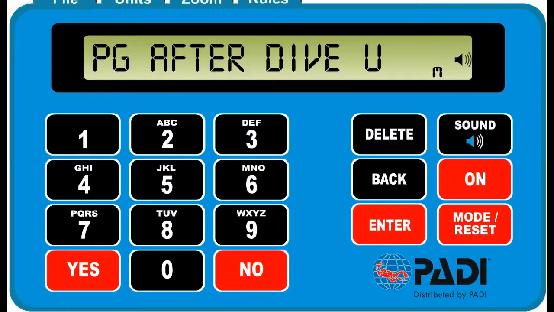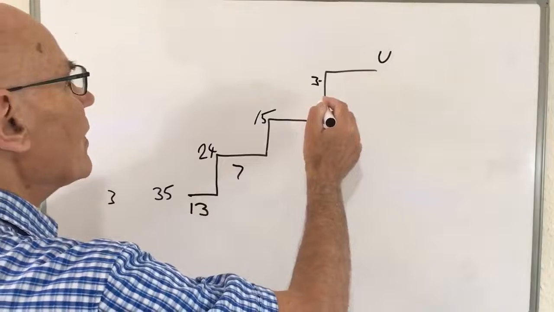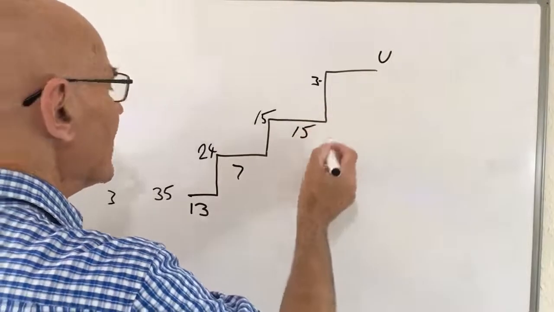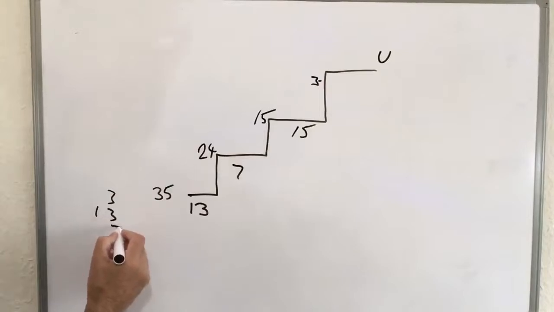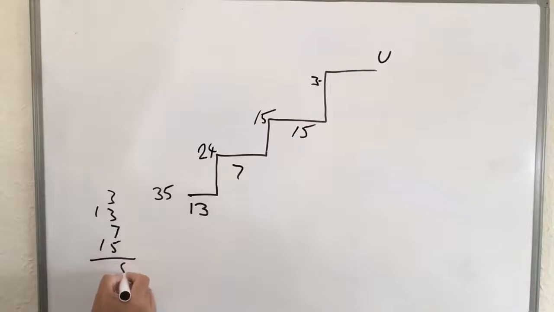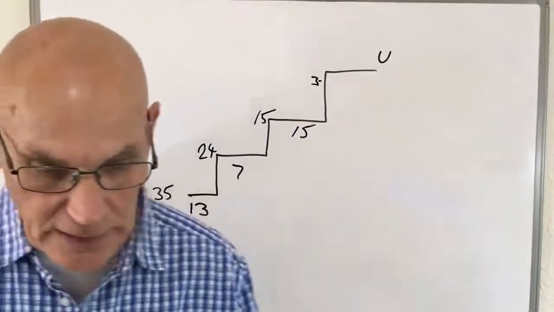Okay, so it tells us we're in pressure group U, and it also means that we've spent another 15 minutes there. So we can add all of these numbers up, 13, 3, 7 and 15, add the whole lot up, so that's 10, 13, 18, 38 minutes. So the whole dive was 38 minutes, including the safety stop.